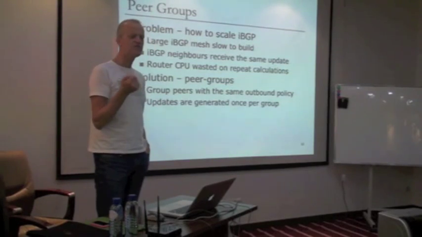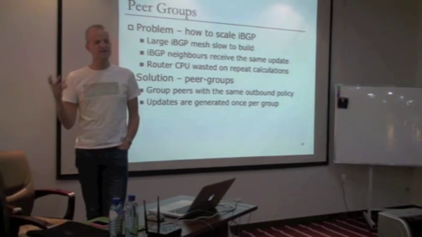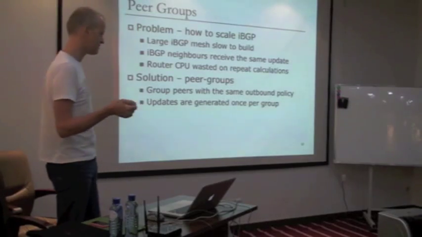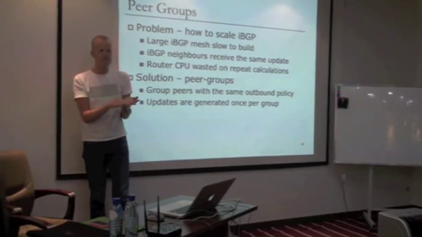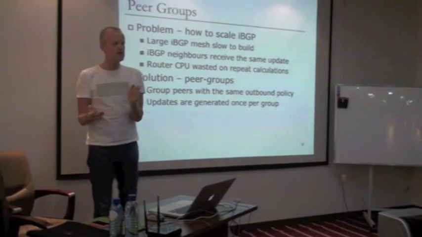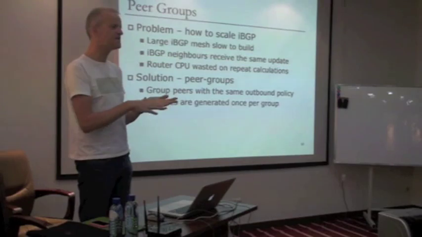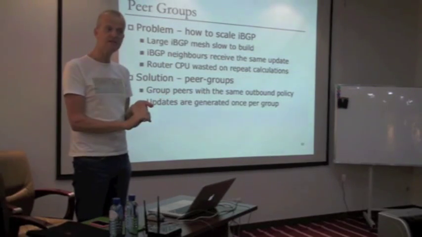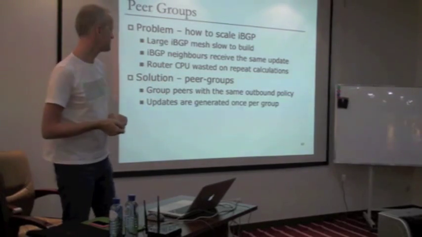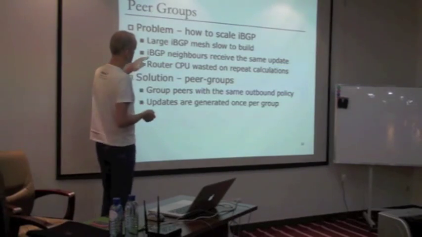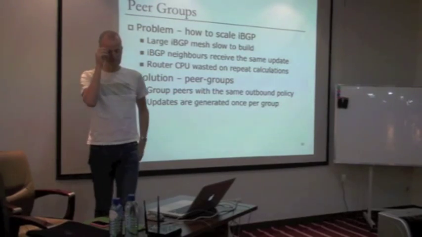But the thing is, on the router, when it works out what it's got to send to a neighbor, it's sending the same updates to every single neighbor. That's wasteful. What a peer group does is it groups all the peers who have the same updates together into a group. It works out what the update is and then sends it to each neighbor. So rather than, say, if you've got 50 neighbors, working out the update 50 times, it works out the update once and then sends it to the 50 neighbors. So it's actually much more efficient.